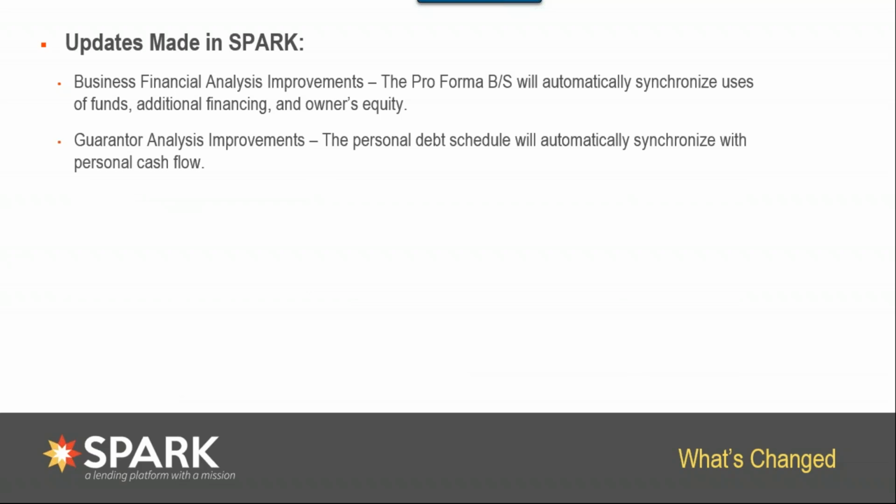We also have improved guarantor analysis synchronization. We can now have the information on the personal debt schedule flow into the personal cash flow. This does exclude the personal financial statement, but that was done intentionally.